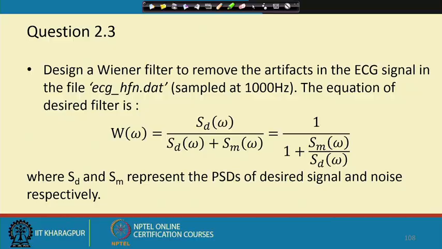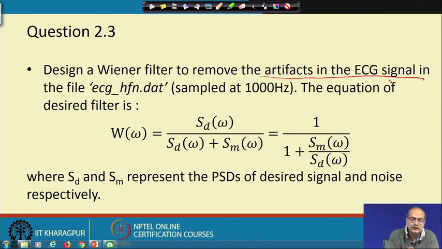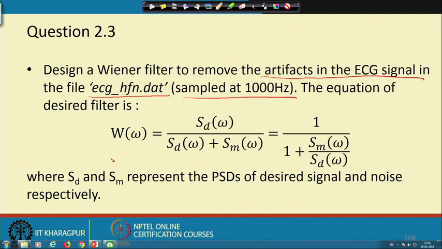So, now we start the third problem of tutorial 2. Here we have to look at a Wiener filter design, and here is the form of the Wiener filter. We have a signal, and we need to remove the artifacts in the ECG signal, ECG_HFN, sampled at 1000 hertz. The equation of the Wiener filter is given here.